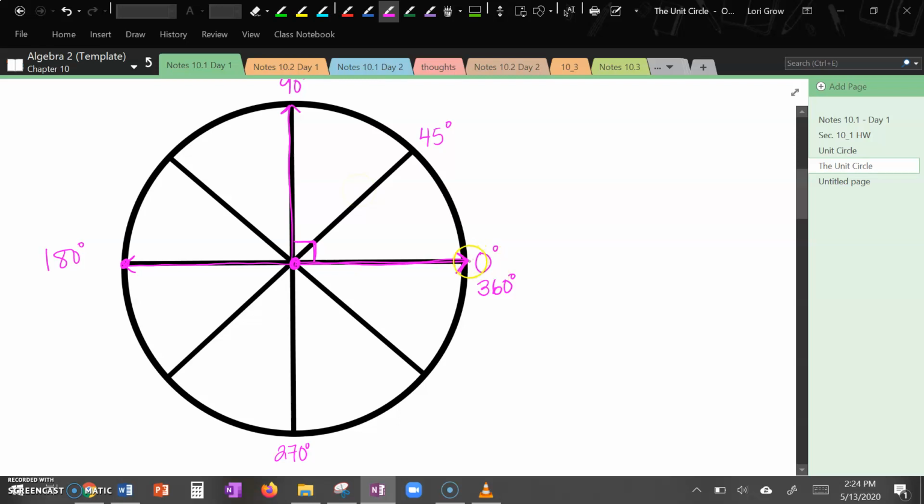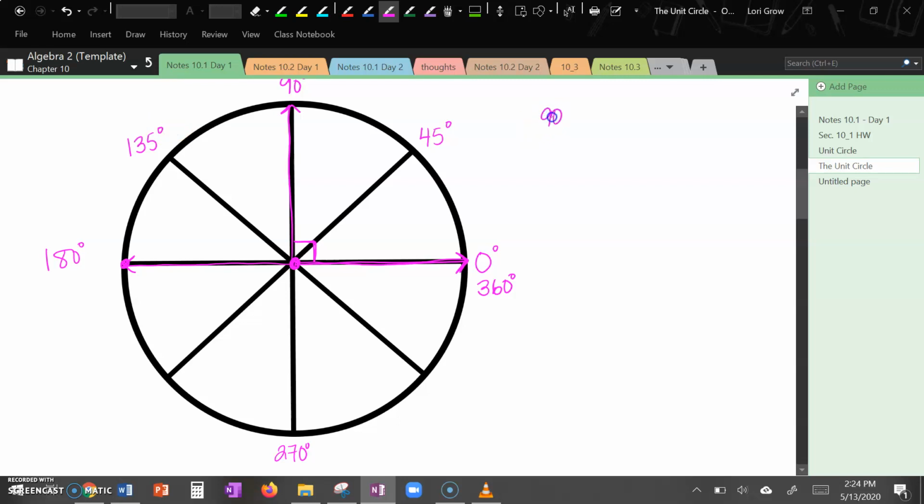So 0 is here, 45 is here. If I add 45 degrees more on, I get to 90. If I add 45 more degrees of rotation, I would be over here at 135 degrees, right?